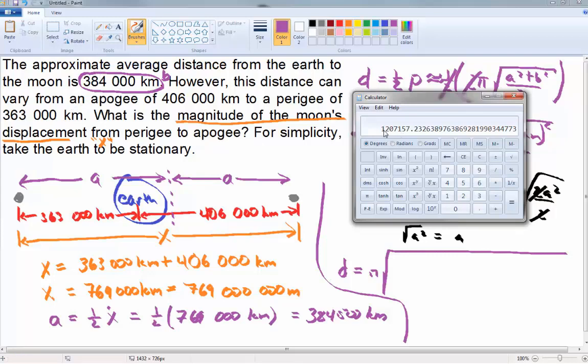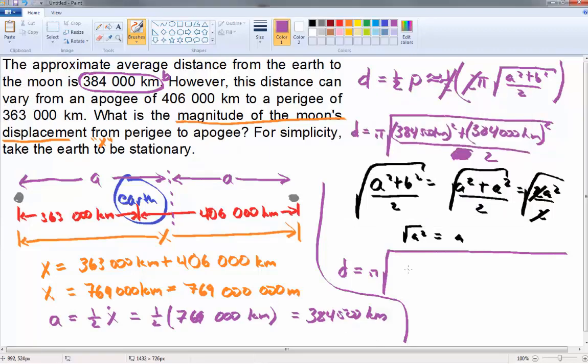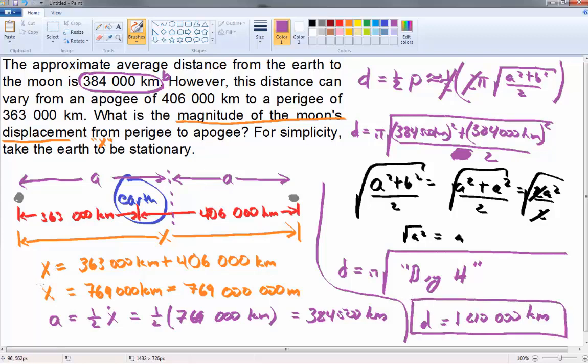So we would need to round this, looking at this number, to 1,210,000. So I'm not going to put the big number in here because there's a lot of digits to write. Call it big number. And what the final ends up being is 1,210,000 kilometers. So that is the actual distance traveled as opposed to the displacement between one and the other.